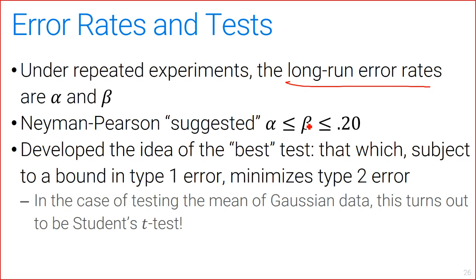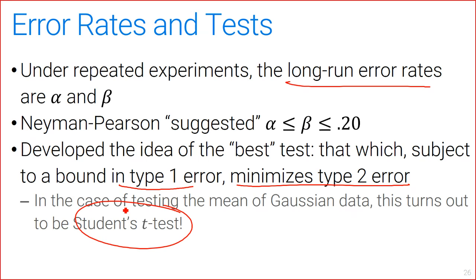And then they developed the idea of what is the best test. And it turns out to be something like, which is the test statistic that, subject to a certain type 1 error, is the one that minimizes the type 2 error. So what is the most powerful test? That is the one that you should do. And happy coincidence, in the case of testing the mean of a Gaussian distribution, it turns out to be Student's T. So that thing that Gauss had developed years before turns out to be the one that is the most powerful under this framework.